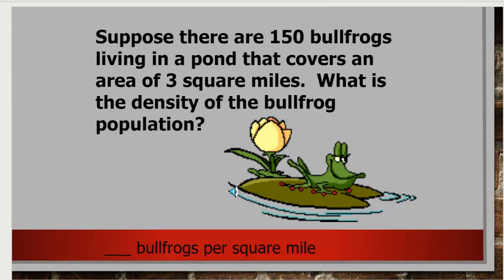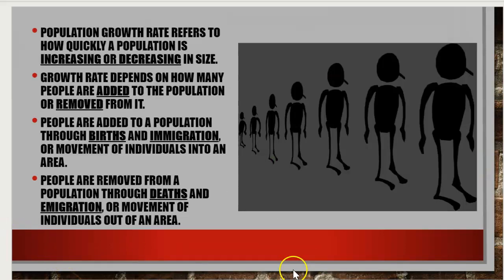That's the population density. So one of the things we have to think about when we're thinking about population is that the growth refers to how quickly a population is increasing or decreasing in size. The growth rate depends on how many people are added to the population or how many are removed from the population. People are added to the population by being born or through immigration. That's the movement of individuals to an area. So people might immigrate to that area.